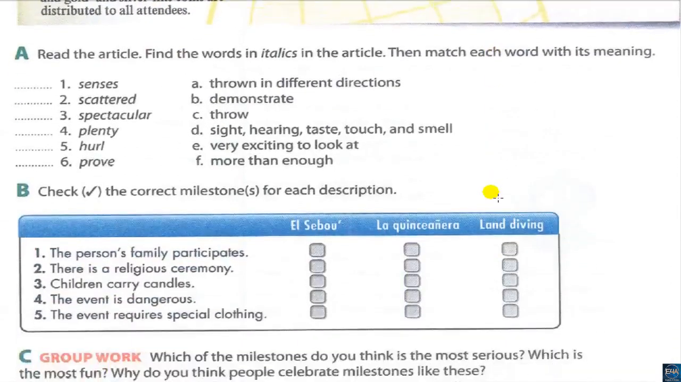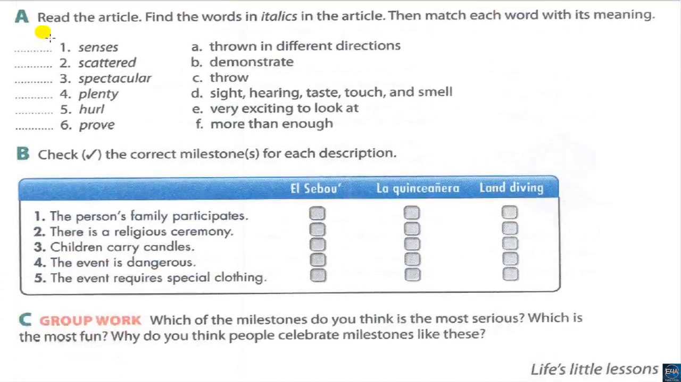Let's get exercises, please. Here, you're going to read the article. You find the words in italics in the article. Then match each word with its meaning. So this is going to be homework. You will find these words in the beginning of this video in the vocab. Then match the correct milestone to each description. You choose here the description related to Subuh in Egypt, or La Quinceañera, this is in Mexico, or land diving on the island of the Pacific Ocean.